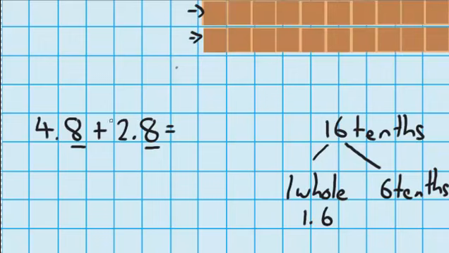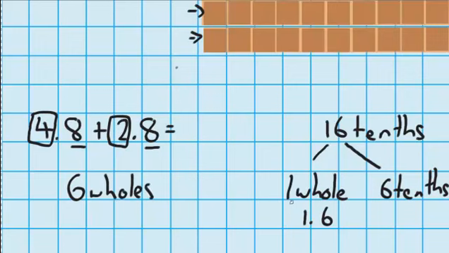Now we can add the wholes together. I've got 2 wholes there and 4 wholes there. 4 plus 2 is 6 wholes, but we need to remember that we actually made an extra whole over here. So when we add that one in as well, that's 7 wholes and the 6/10. So the answer to 4.8 plus 2.8 is 7.6.